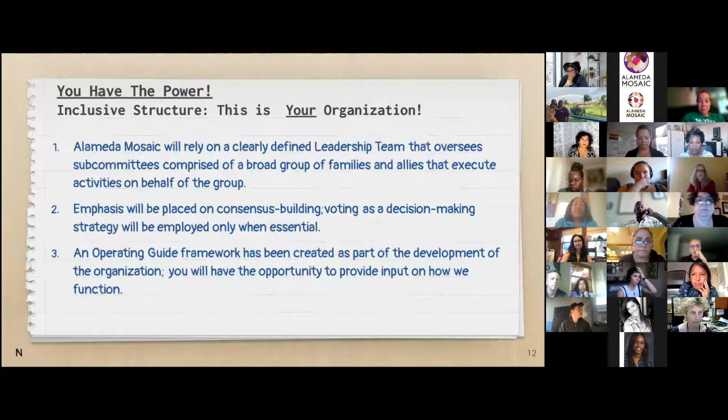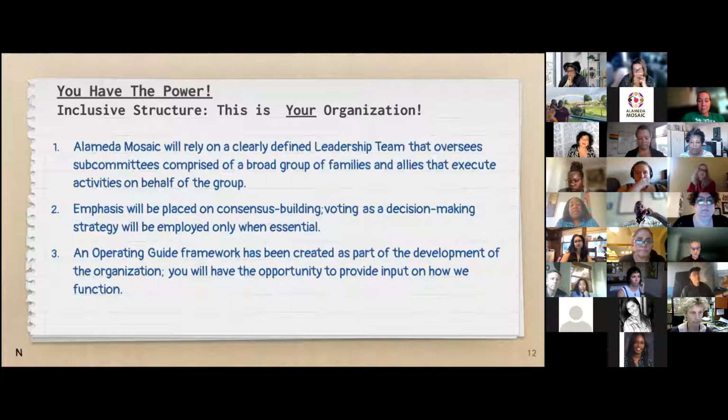Alameda Mosaic's leadership will rely less on a hierarchical structure and more on a clearly defined leadership team that oversees subcommittees comprised of a broad group of families and allies that execute activities on behalf of the group. Emphasis will be placed on consensus building that attempts to integrate the priorities of a wide range of participants' opinions in the decision-making process. Voting and a decision-making strategy will be employed only when essential in reaching the position that represents the official position of the organization.